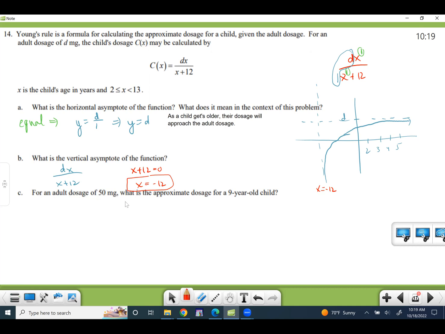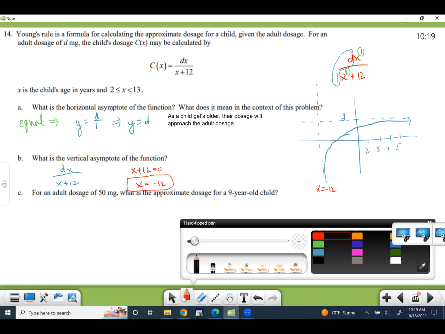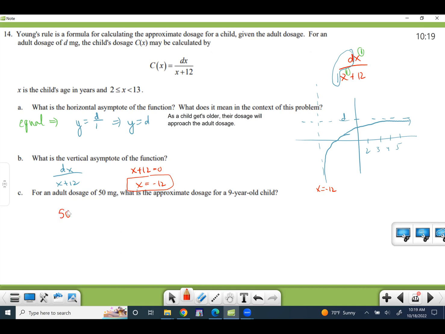For an adult dosage of 50 milligrams, what is the approximate dosage for a 9-year-old child? Okay, so we're going to substitute 50 in for the D, right? So if we put a 50 in for the D, this is going to be our new function. Okay, that's letting D be 50. Now we're going to let X be 9 because X is the child's age in years. So we're going to substitute 9 in for the X. If we do that, let's see what C of 9 is.